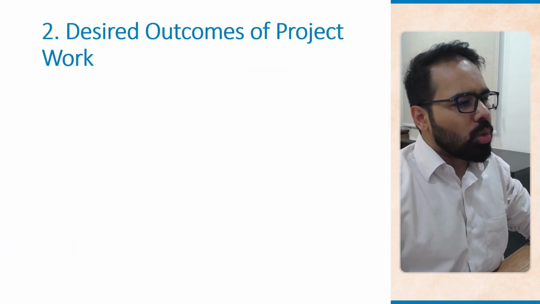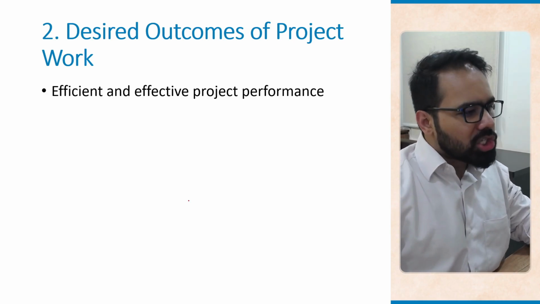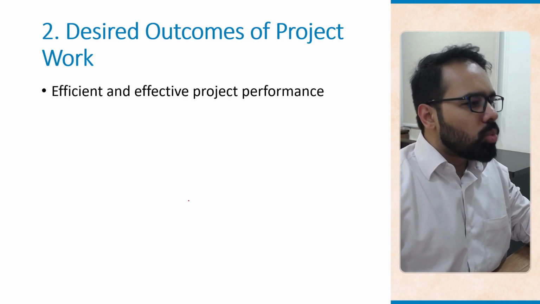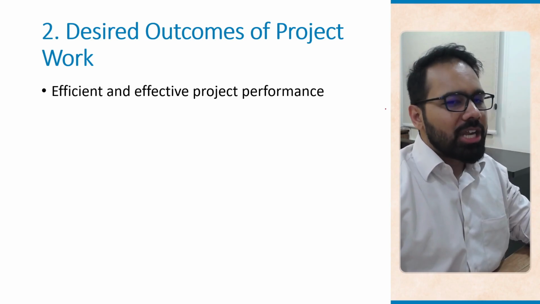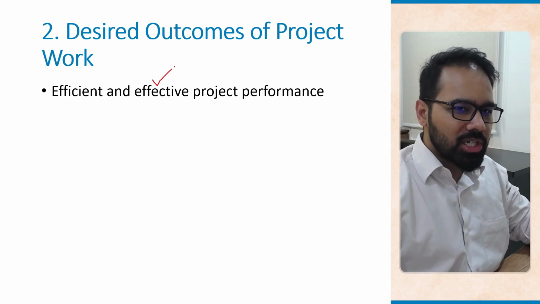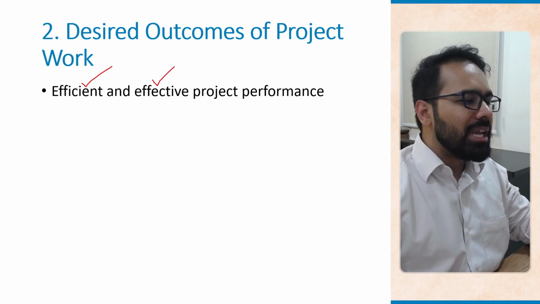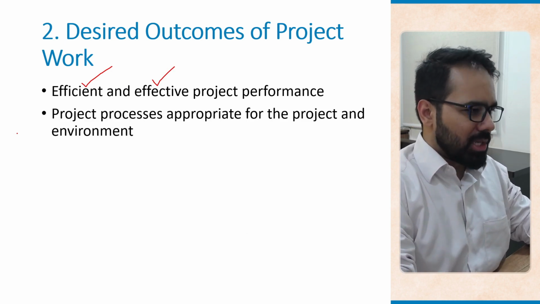So desired outcomes of project work. Efficient and effective project performance means that work is done productively with minimal waste and quality results. So we are looking for quality results and we are looking for minimal waste. That is what efficient and effective represents.